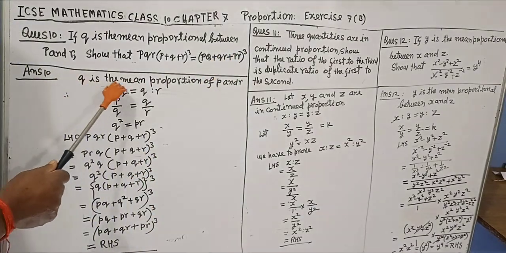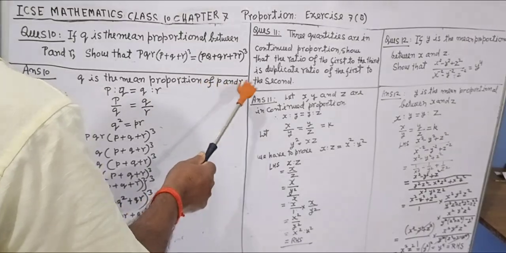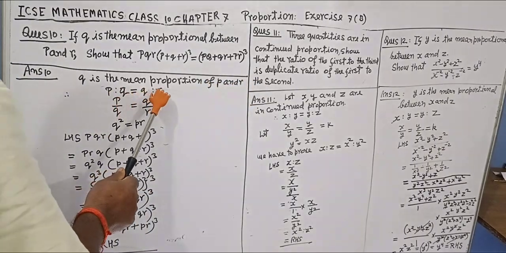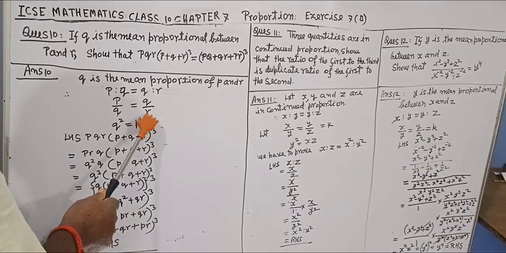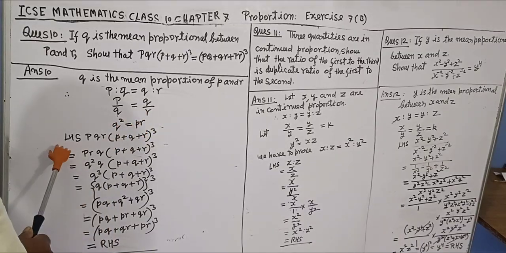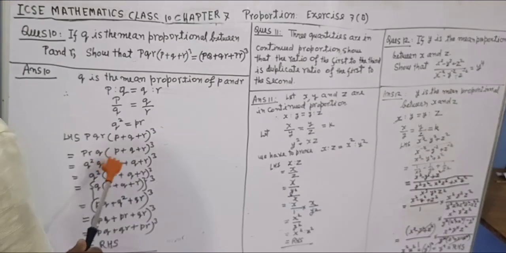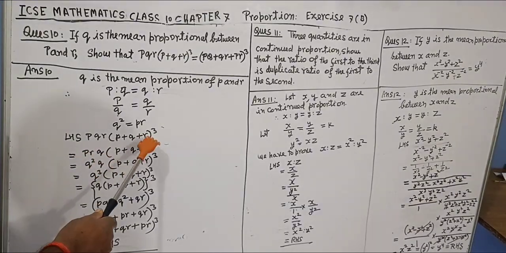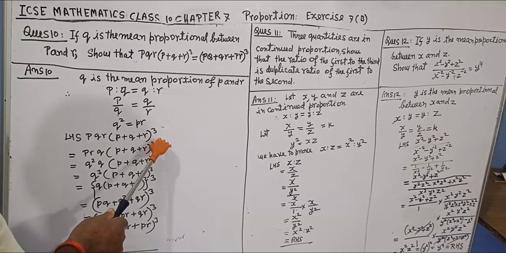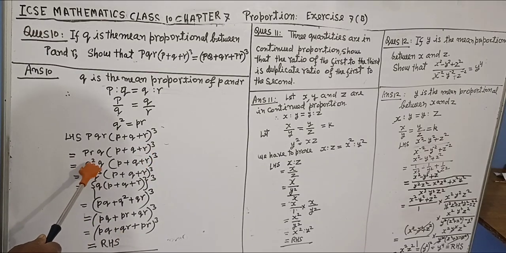Answer 10. Q is the mean proportional of P and R. P is to Q is equal to Q is to R. P by Q is equal to Q by R. Q square is equal to PR. Left hand side: PQR into (P + Q + R) whole cube. PRQ into (P + Q + R) whole cube. Q square PR is equal to Q square.